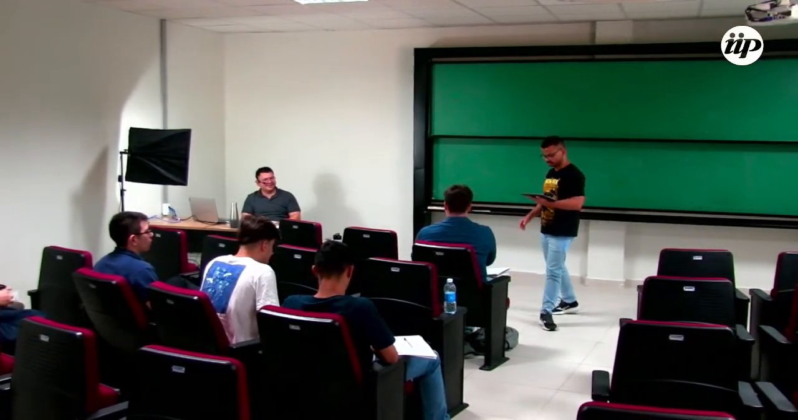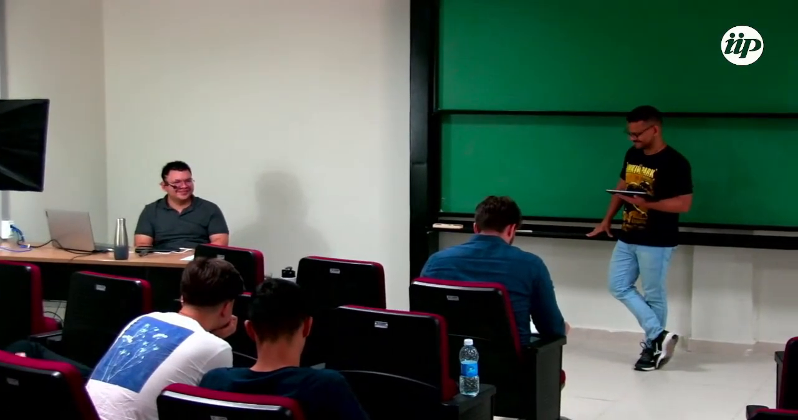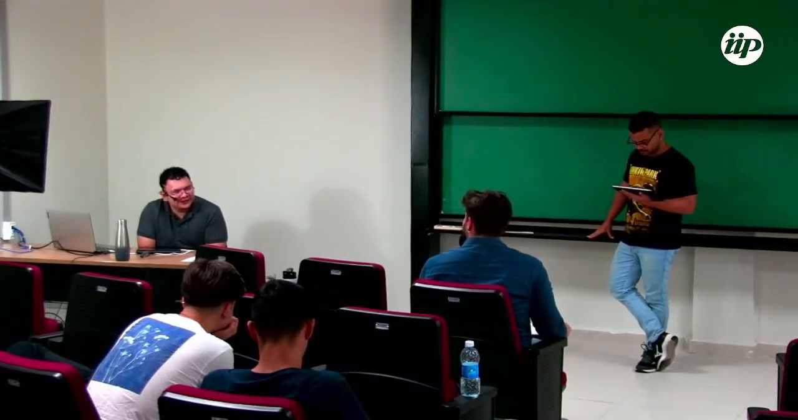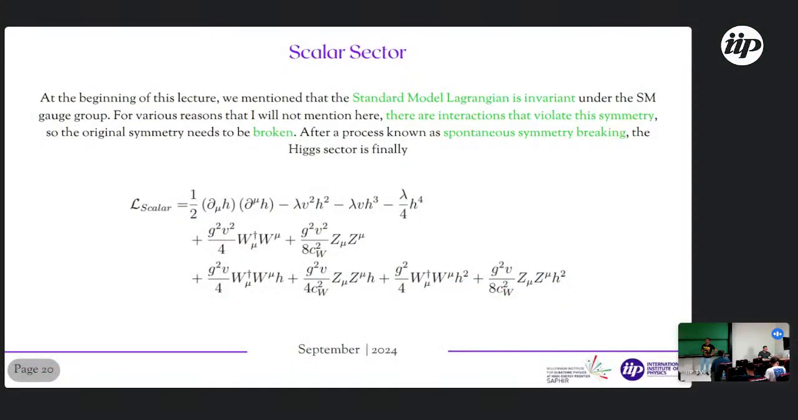Sorry, I have another question. Thanks for the lecture, Dr. Maurício. My question is about the scalar section. Can you please go back to this? The Higgs boson interacts with itself, right? I would like to ask if this interaction has already been noticed, captured by the collider.